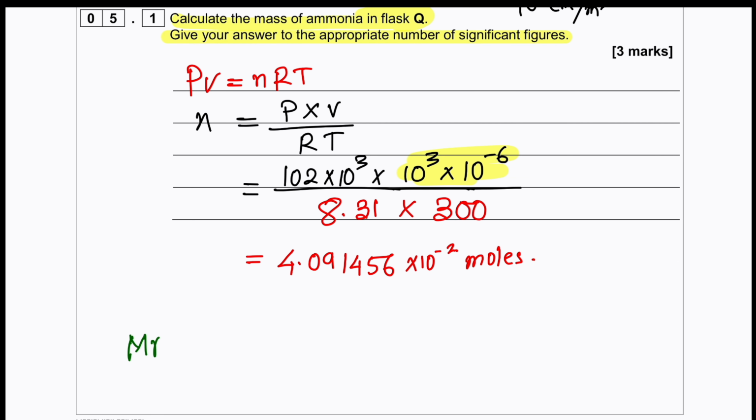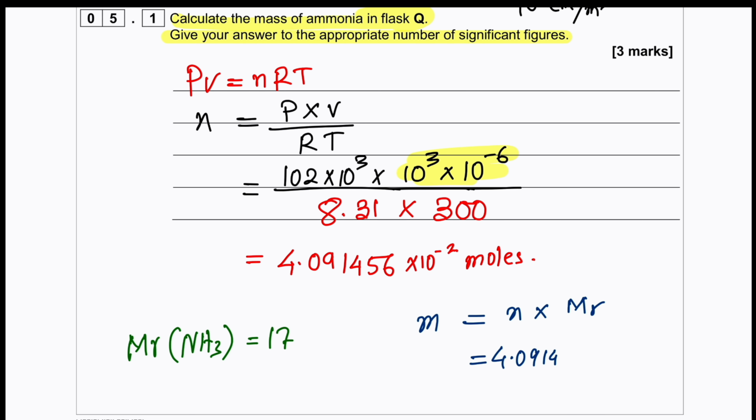Now we know that Mr of NH3 is 17. Mass is equal to number of moles multiplied by Mr. So number of moles, 4.091456 times 10 to the power minus 2, times 17 gives us a mass of 0.696 grams to 3 significant figures.